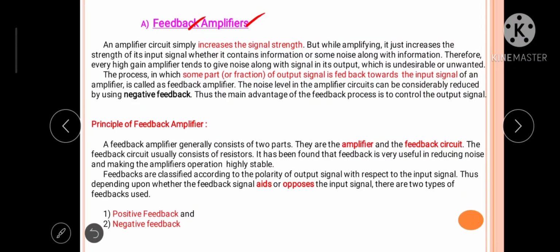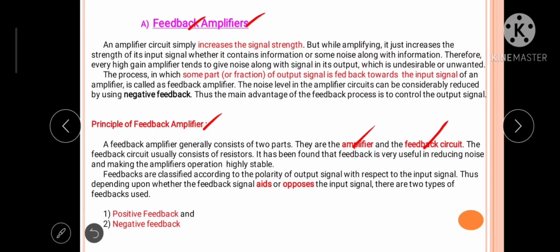Come to the principle of feedback amplifier. A feedback amplifier generally consists of two parts. The first part is the amplifier, and the second important part is the feedback circuit. The feedback circuit usually consists of resistors. It has been found that feedback is very useful in reducing the noise and making the amplifier's operation highly stable.